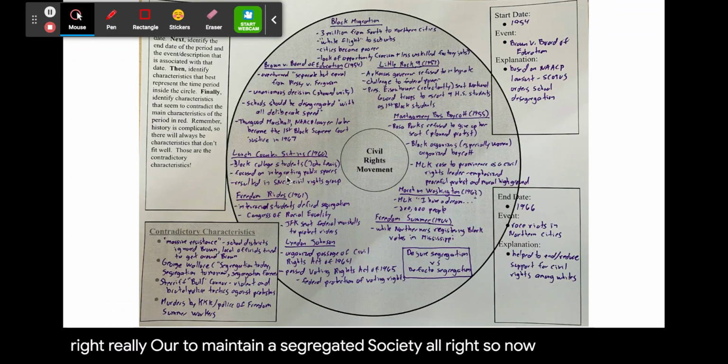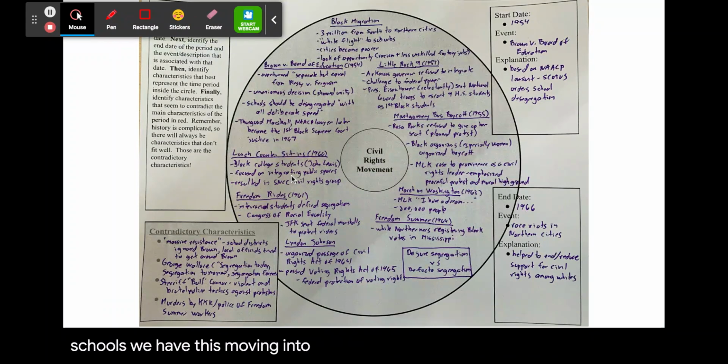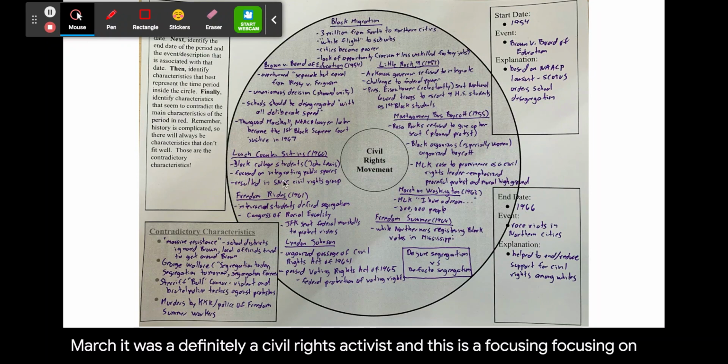All right, so now outside of schools, we have this moving into social areas too. In 1960 in North Carolina, we have the Woolworths lunch counter sit-ins. And these were Black college students. John Lewis was a part of this. He was a congressman. He wrote the book March. He was definitely a civil rights activist. And this is focusing on integrating public spaces.